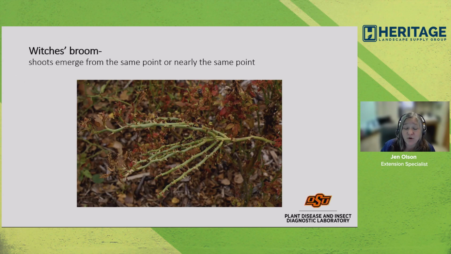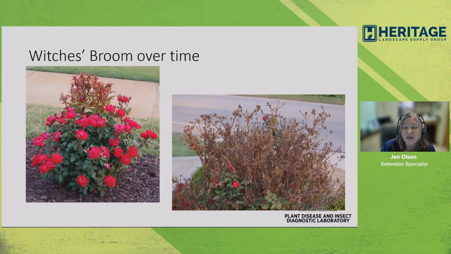The witch's broom name arises because you have many shoots or stems or leaves that are arising from the same point or nearly the same point. With time, we often start to get dieback, and you can really see how it gets that name of a witch's broom in this photo. So over time, with those witch's brooms, eventually you're going to start to see that the branches, the canes, are dying and turning brown if we're not taking any action.